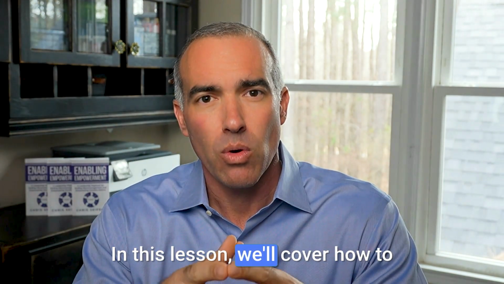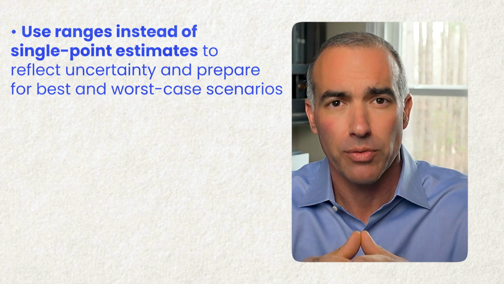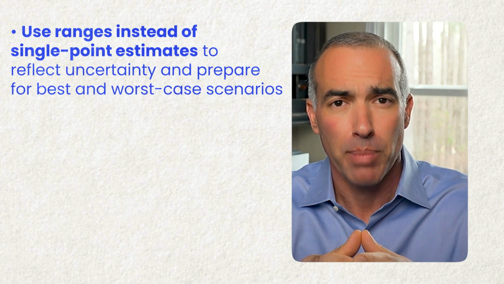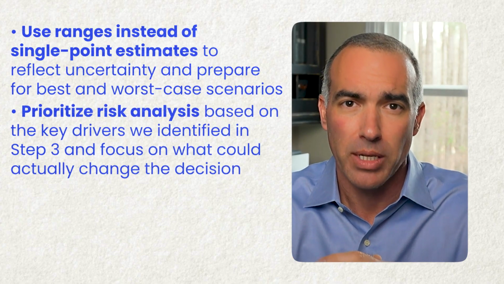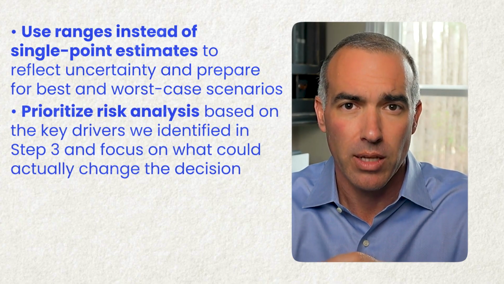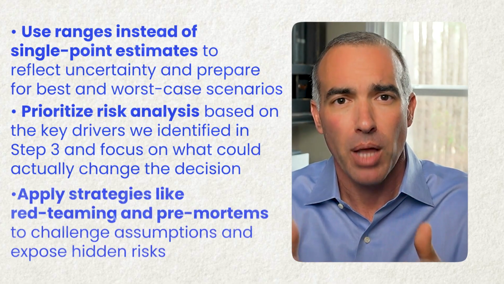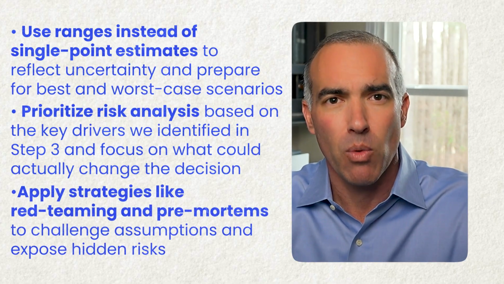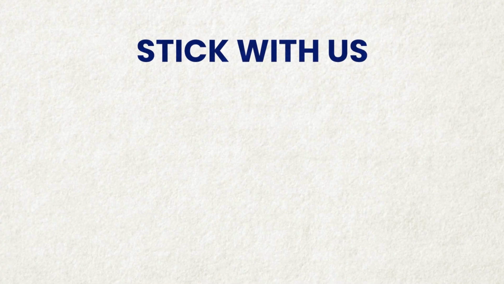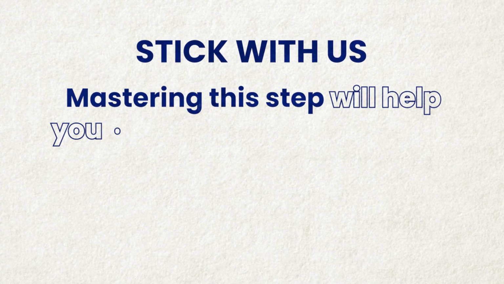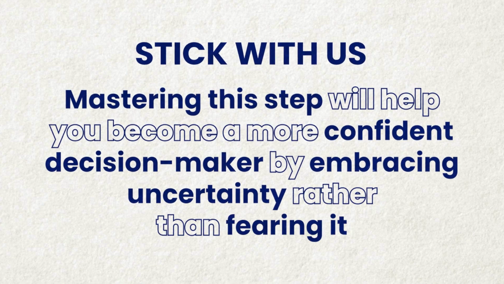In this lesson, we'll cover how to use ranges instead of single point estimates to reflect uncertainty and prepare for best and worst case scenarios, prioritize risk analysis based on the key drivers we identified in Step 3 and focus on what could actually change the decision, and apply strategies like red teaming and premortems to challenge assumptions and expose hidden risks. Stick with us, because mastering this step will help you become a more confident decision maker by embracing uncertainty rather than fearing it.